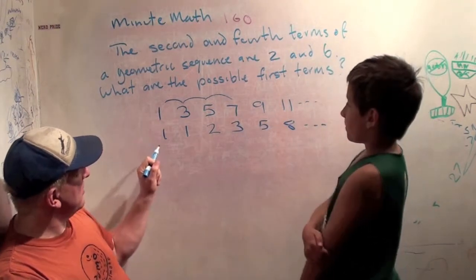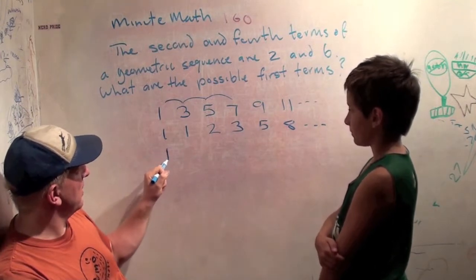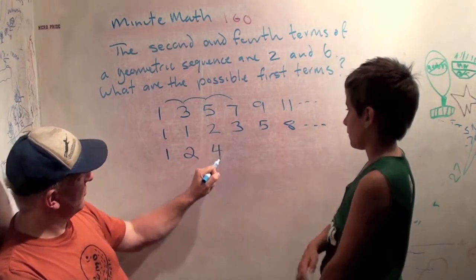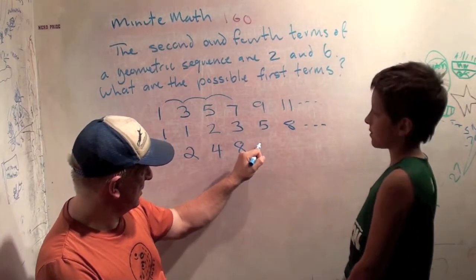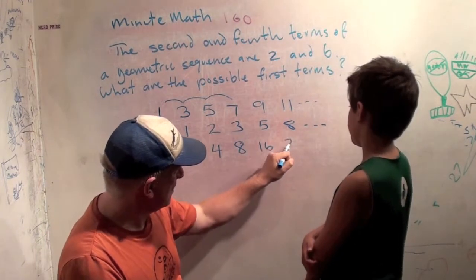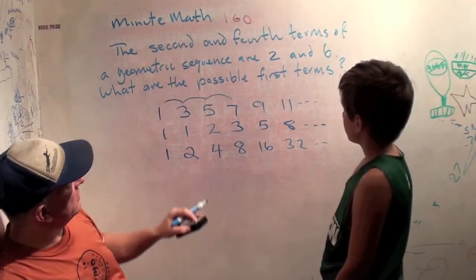And then a geometric sequence is where you multiply by the same number every time. So I might start at 1, multiply by 2 to get 2, multiply by 2 to get 4, multiply by 2 to get 8, and then 8 times 2 is 16, then 32. And so on. That's what a geometric sequence is. So that's what we have here.